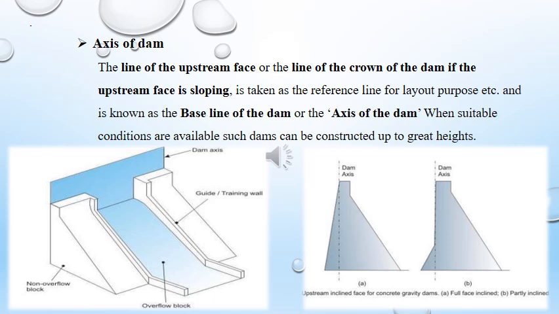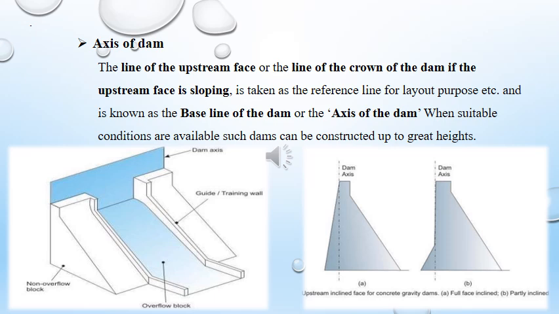Axis of dam. This is very important during the construction of the dam, and also important for the designing of this gravity dam. So, the upstream vertical face, or the line of the crown, at the top of the dam, here the vertical line from the crown will be known as the axis of dam.